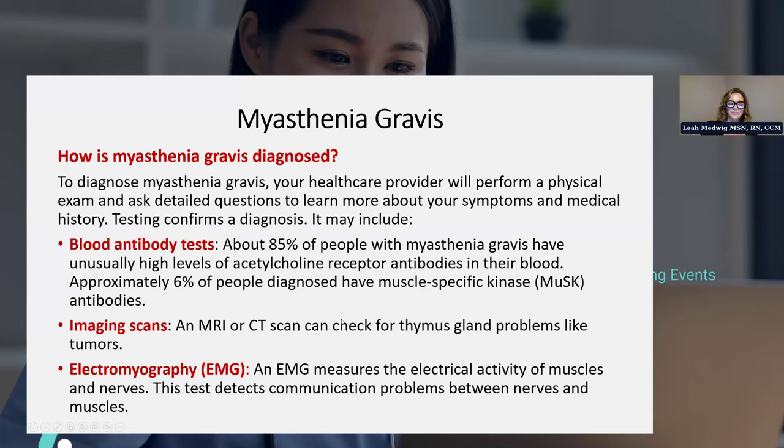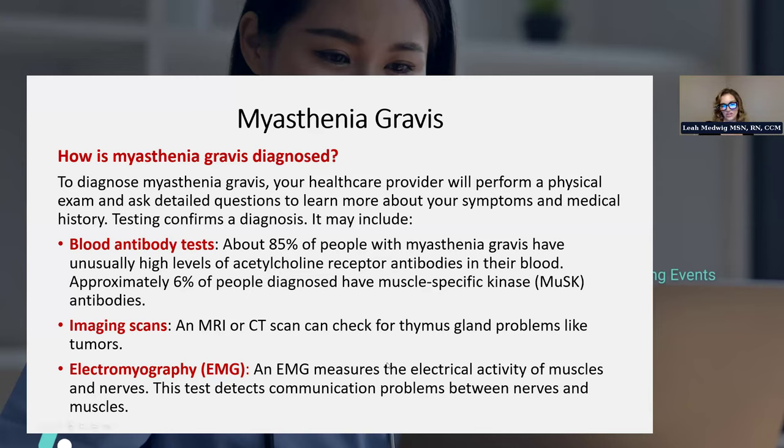And really, the researchers and doctors are still unclear about exactly the role that the thymus gland plays in patients diagnosed with myasthenia gravis, but there is research that suggests that problems in the thymus gland could cause that. So that's why they do the CT scan of the chest. And we can see that our patient did have that CT scan.